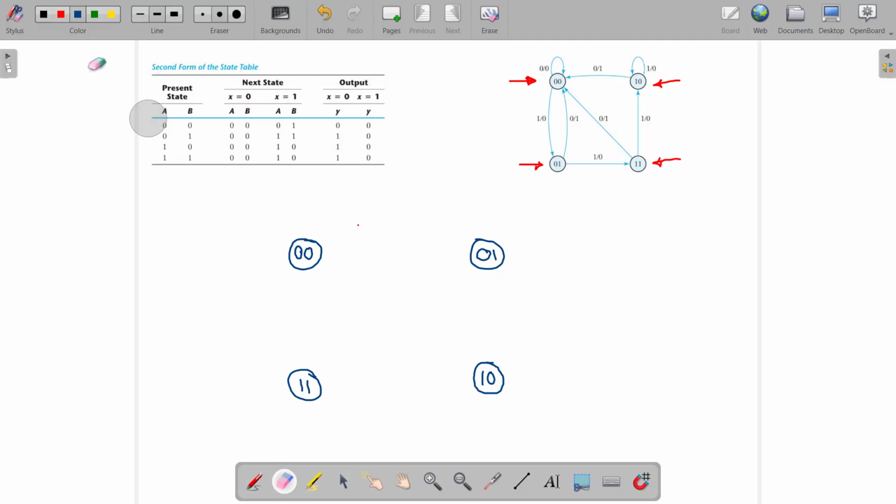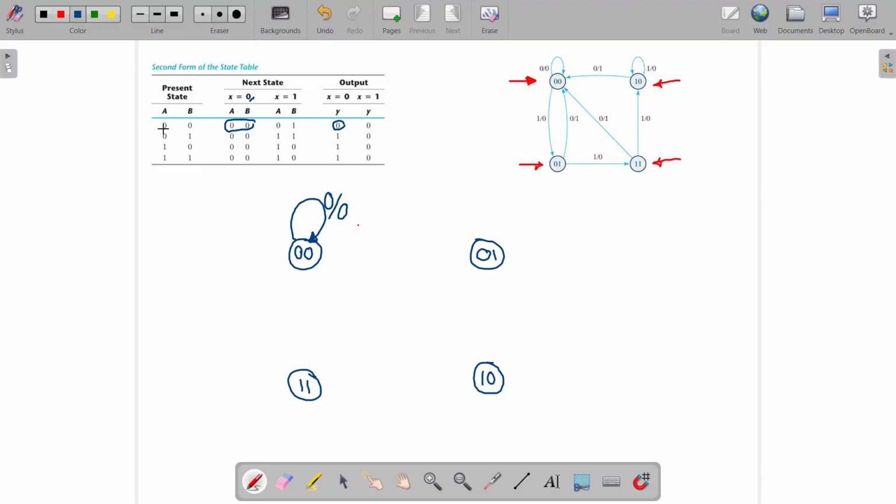Now we say that when I am in 0 0 and the input is 0, what is the next state? 0 0 again. So how can I draw this one? When I am in 0 0 and the input is 0, the next state is again 0 0. What is the output? 0. Now slash 0.